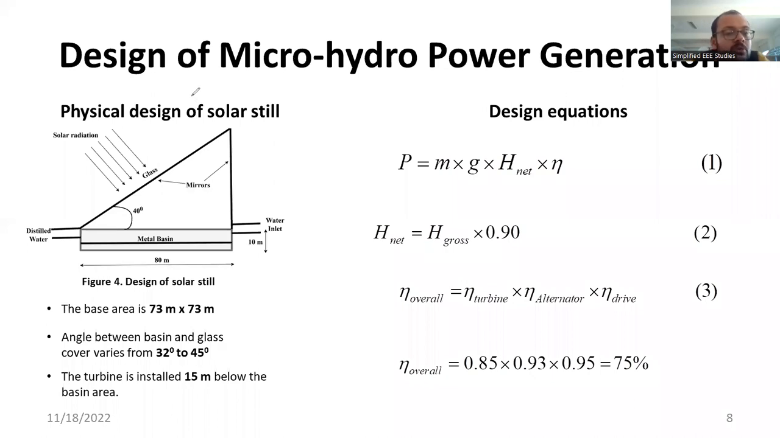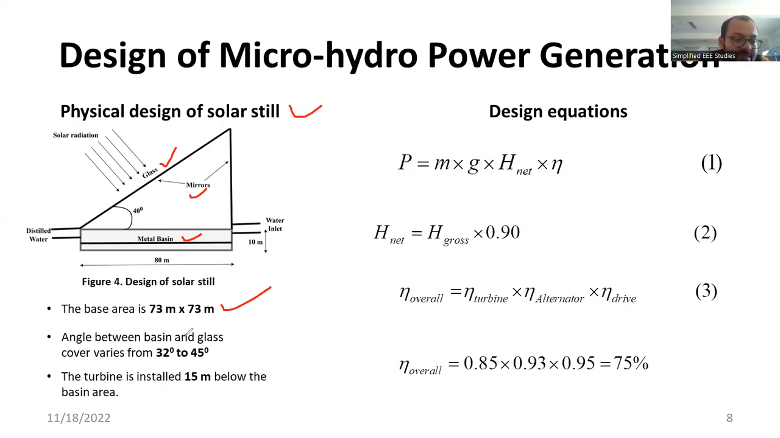Now I would like to show you the design procedure of micro hydro power generation. First of all, we have to focus on the physical design of the solar still. I already explained the principle of the solar still. Here for the material, we can see the glass, then there are mirrors, then a metal basin, and you can see where the water comes in and goes out. The basin area we have chosen is 73 by 73, in meter square.